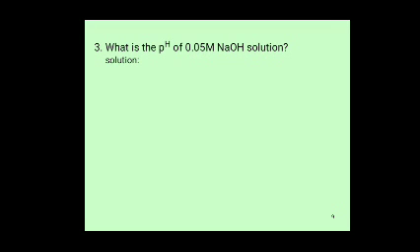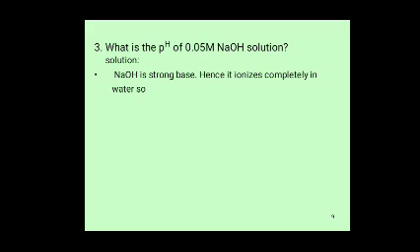So now we find the pOH value, and after that the pH value of the solution. NaOH is a strong base, hence it is ionized completely in water. So the OH minus ion concentration produced is equal to 0.05 into acidity of NaOH, which is 1, that is equal to 5 into 10 to the power of minus 2 N.